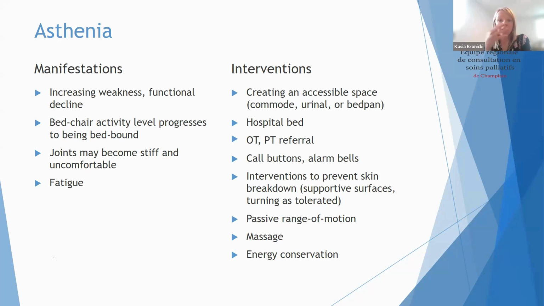It's important to create an accessible space for that individual, whether that's in their retirement home room with getting a commode in place if they can no longer make it to the bathroom but still wish to get out of bed, offer a urinal or a bedpan. Determine whether a hospital bed may be more comfortable, more appropriate if they're needing to lift their head up and down. Do they need OT, PT referral for a wheelchair if they're still wishing to get out of bed for comfort? Or, to assess for bed rails, grab rails, things like that.